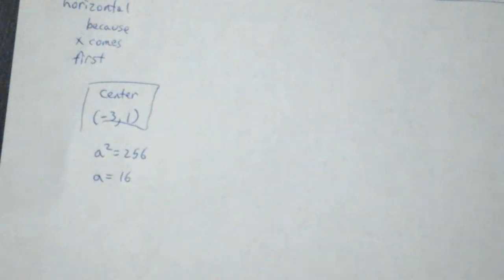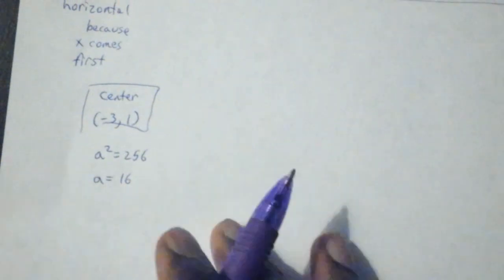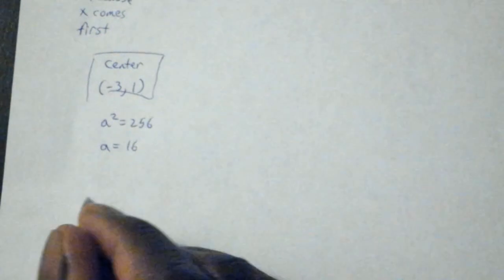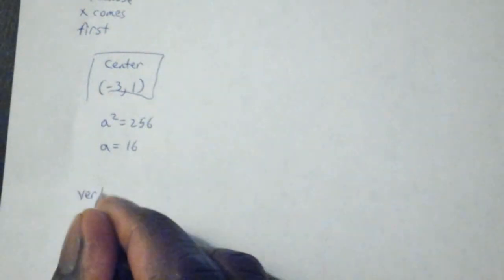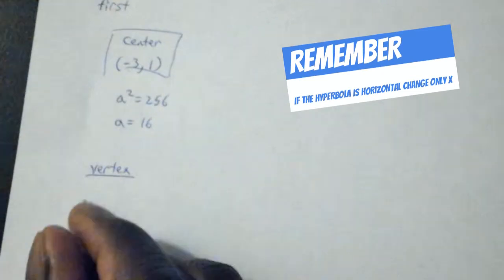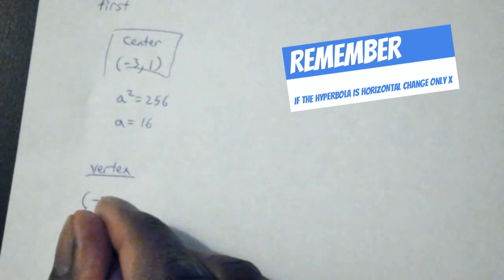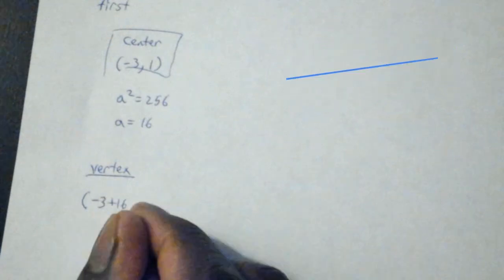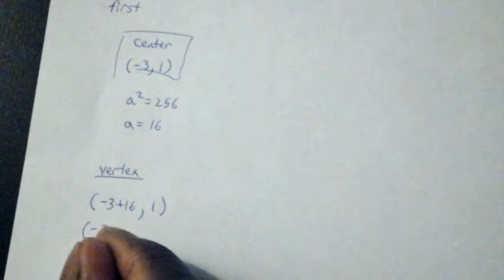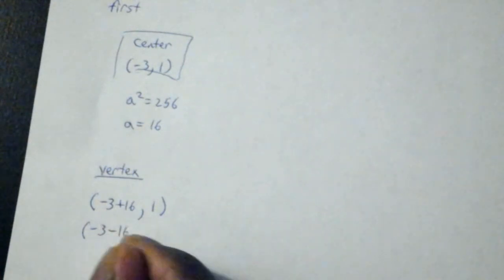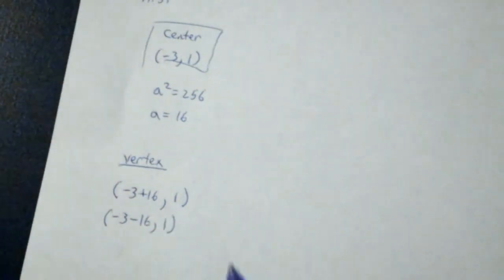So we need to use that now to find the vertex. Remember that we're dealing with a horizontal hyperbola. So horizontal means that the x is going to change. So when we find the vertex, we're only changing the x part of the center. So we're going to do -3 plus 16 as one version of it, comma 1. And then the second vertex is going to be -3 minus 16, comma 1.